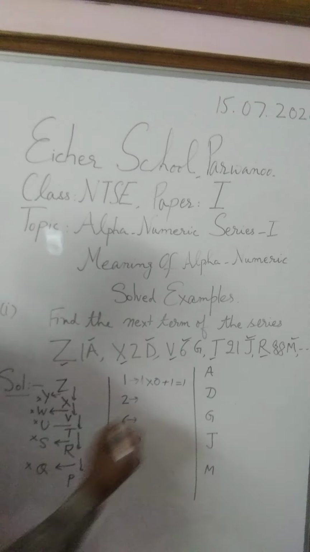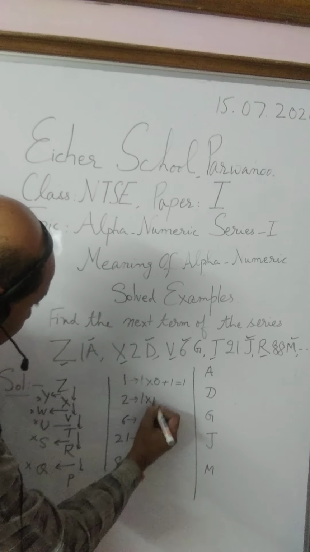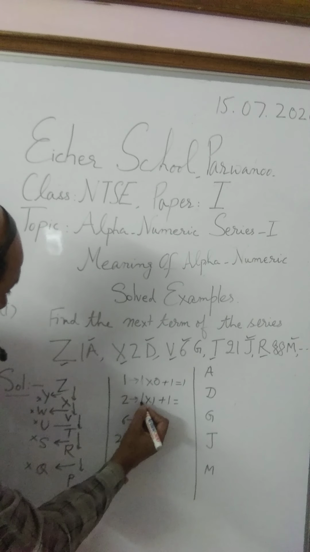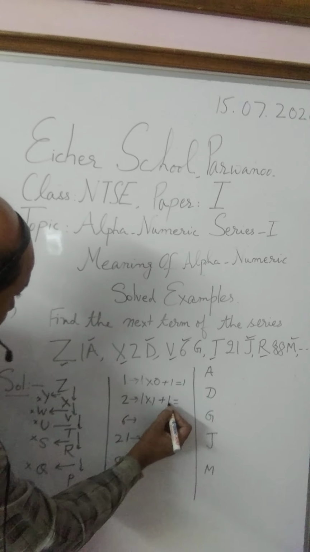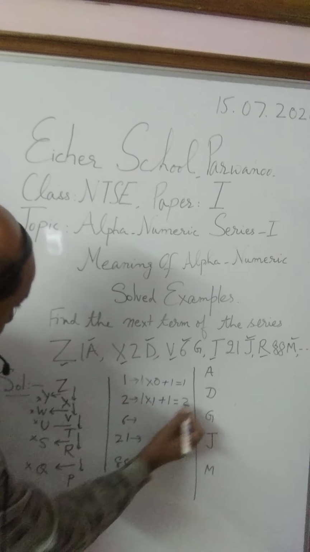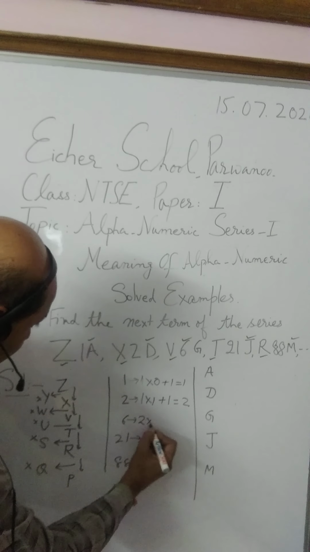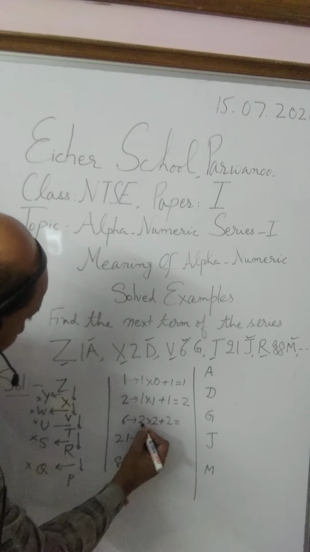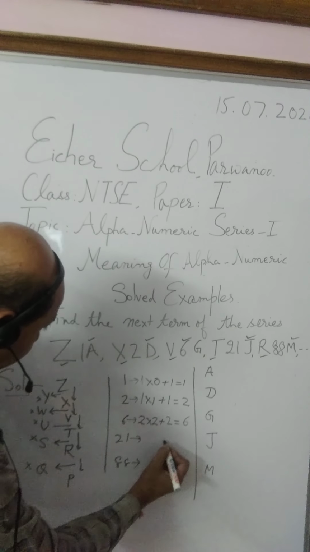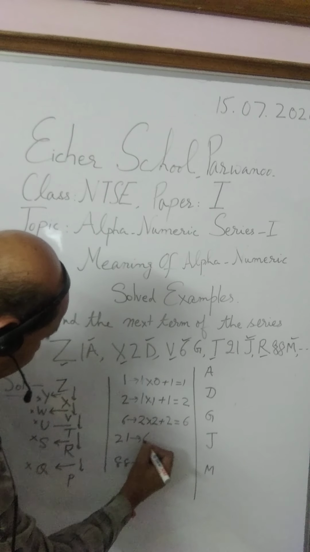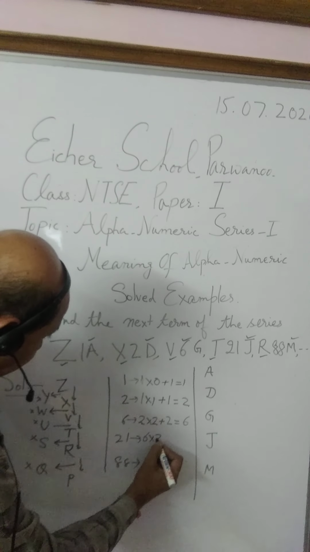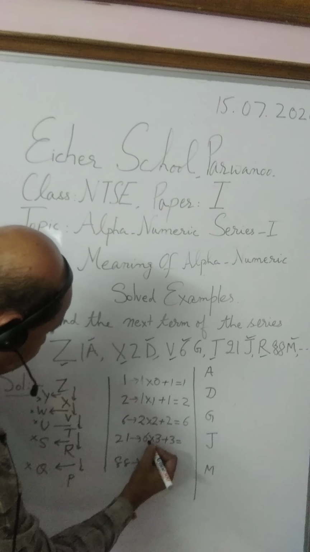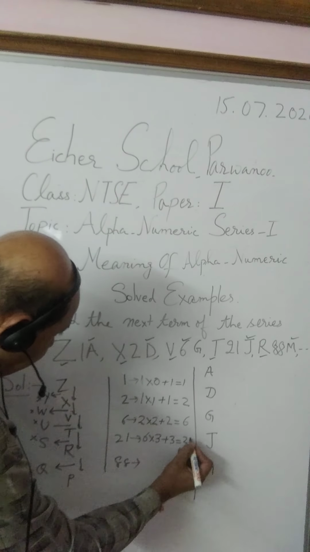Next is 2. This 2 can be written as 1 into 1 plus 1. So what it will be? 1 into 1, 1 plus 1, 2. Now this 2, I repeat here, 2 into 2 plus 2. What is this one? 2 2s are 4, 4 plus 2, 6. Now let us come to the next number, 6 into 3 plus 3. What is this? 6 3s are 18, 18 plus 3, 21.